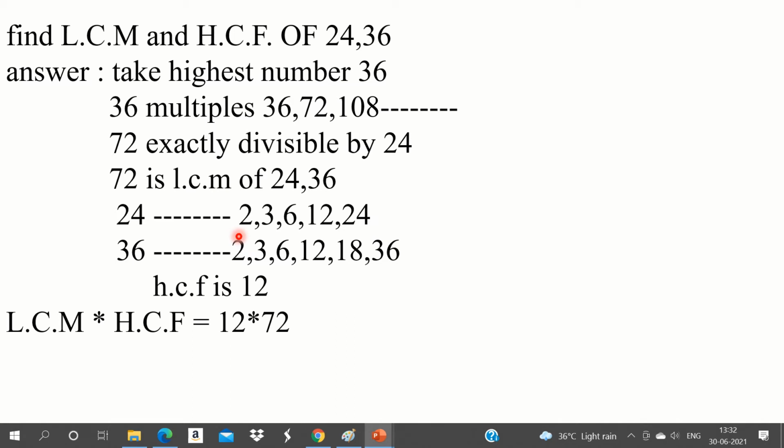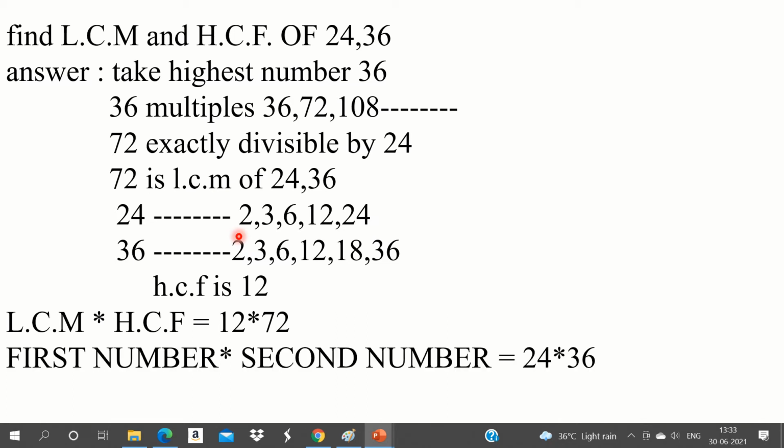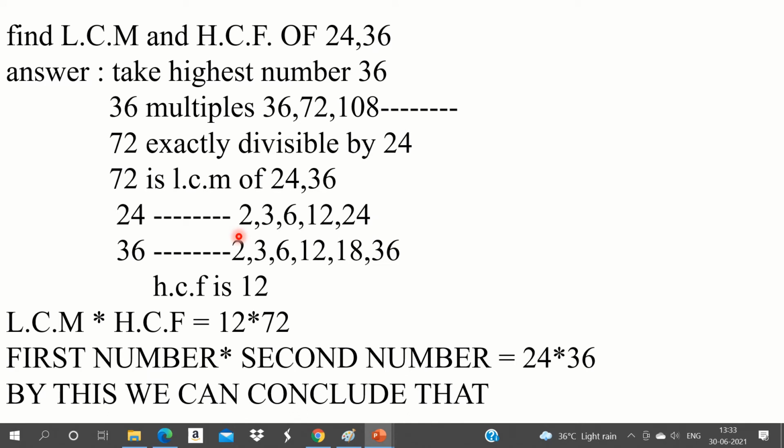Here if you multiply LCM and HCF, you get a certain result. If you multiply first number and second number, you get another result. If you observe, these two results are the same. LCM into HCF is equal to first number into second number.